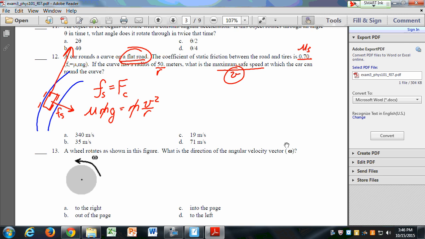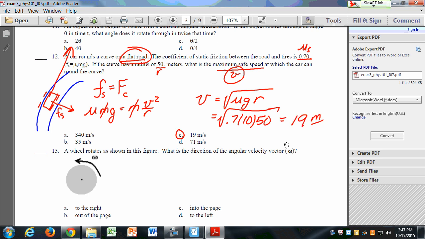All right, so let's see. I'm looking for the maximum safe speed, so I solve this for v. It's equal to the square root of mu g r. So square root of 0.7, 10 times r, which is 50, 0.7 times 500, so 3 square root of 350. I think it's C. Should be C. Yeah, 19. Okay. You see variations of this problem if you look back at the old tests, but I would master it.